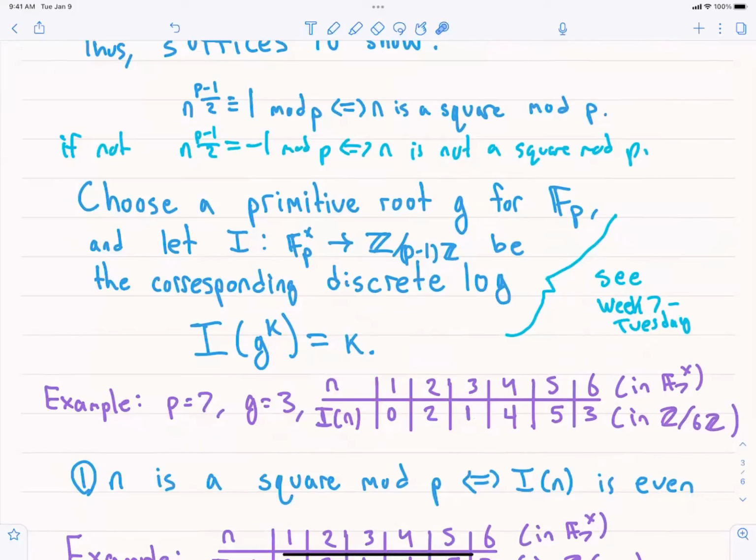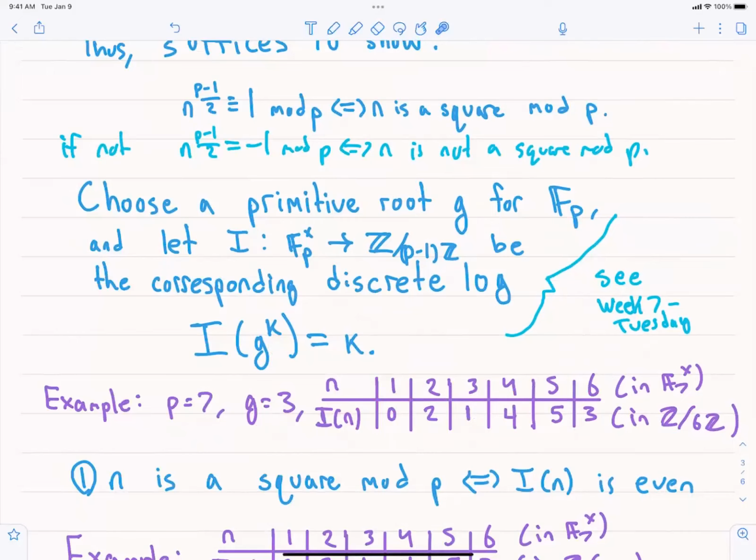Okay, good. And let me highlight the thing in the top. This is an F_7 cross. So when p is 7, this row on the bottom, you should think of these as being elements of Z mod 6Z. Again, this was by Lagrange's theorem, that the powers of g only depend on k mod p minus 1.